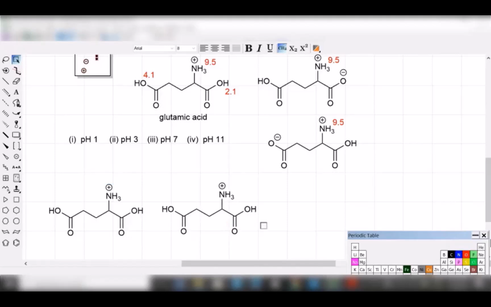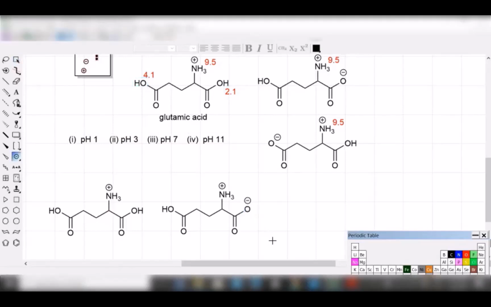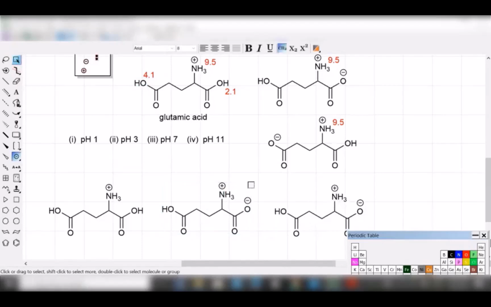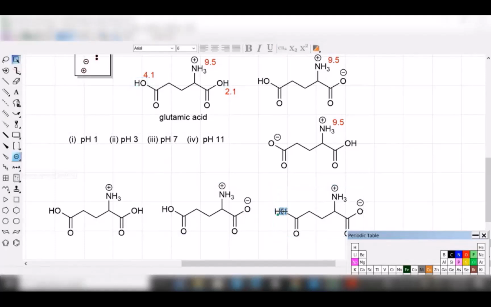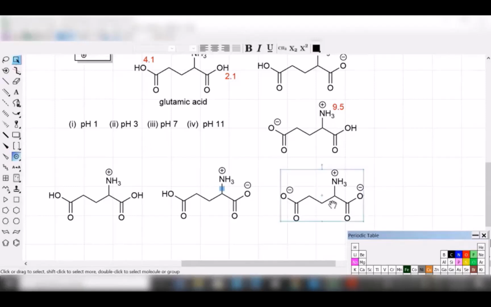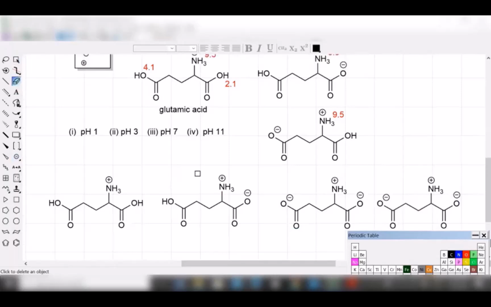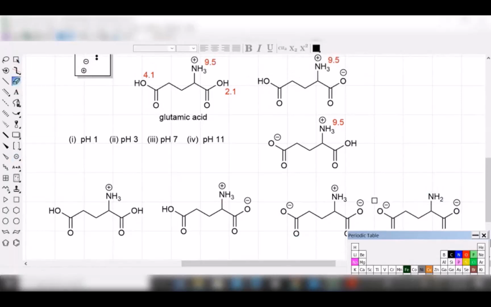Does it also make sense that at pH 3, which is above 2.1 but below 4.1, this carboxylic acid will be deprotonated? Then does it make sense that at pH 7, which is above 2.1 and 4.1, these two will be deprotonated? And then does it make final sense that at pH 11, which is again way above 9.5, everything will be deprotonated?